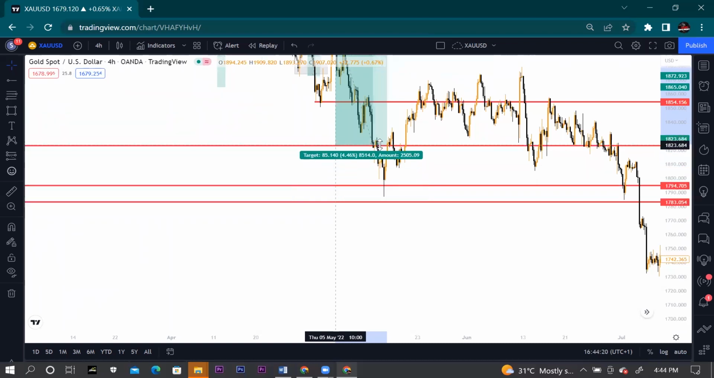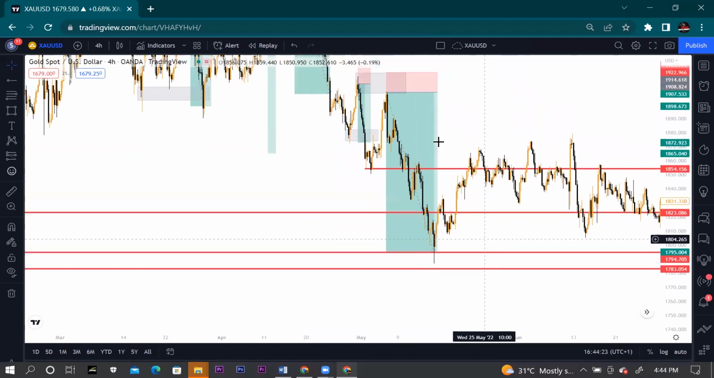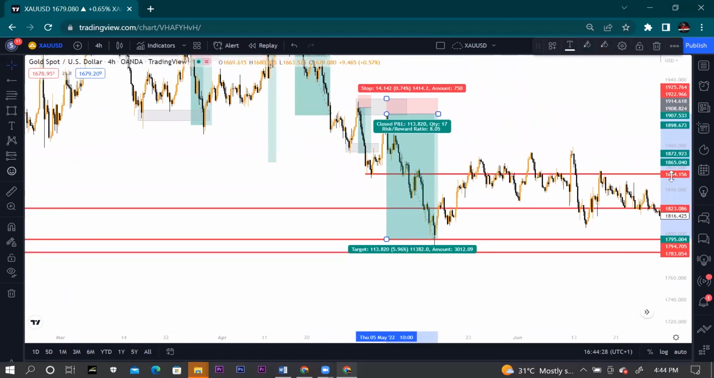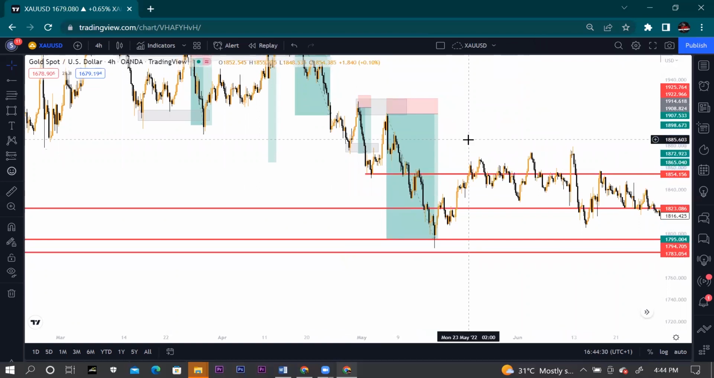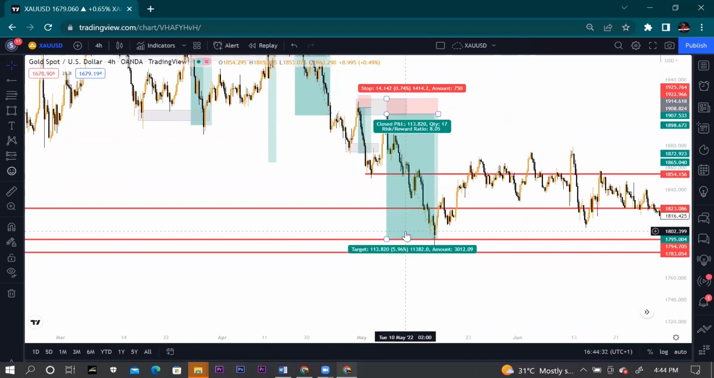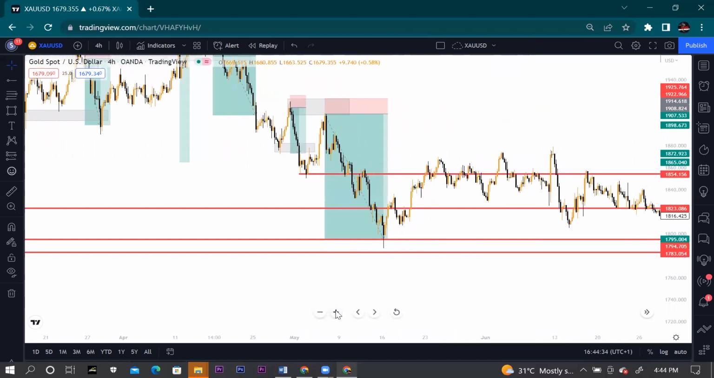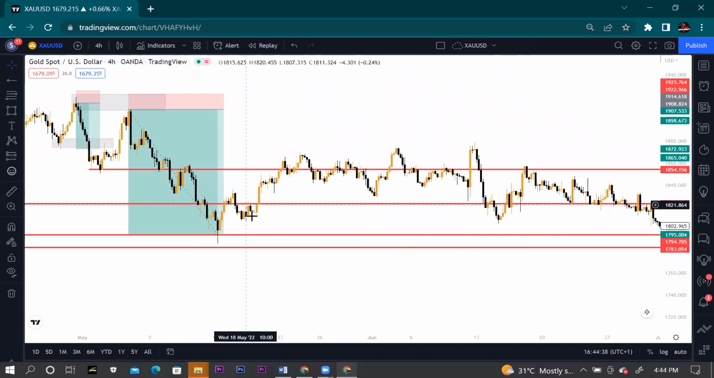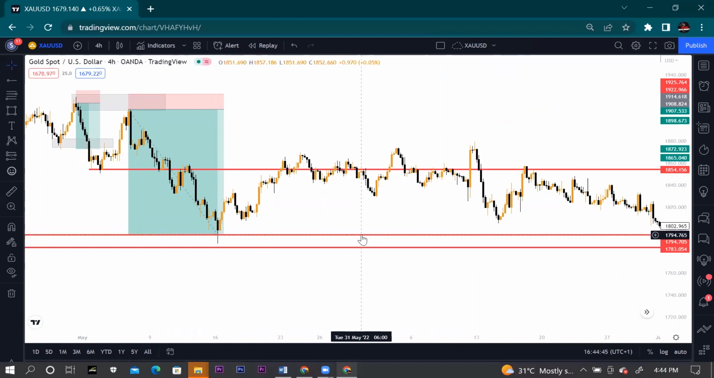Or I could even stop here. But let's say we hold to this point. So you see the 1:8 risk to reward trade. 1:8 risk to reward. So now that's it for this pattern. Okay, so now you see what the market started doing from here. It started consolidating. So let me remove all these lines first.